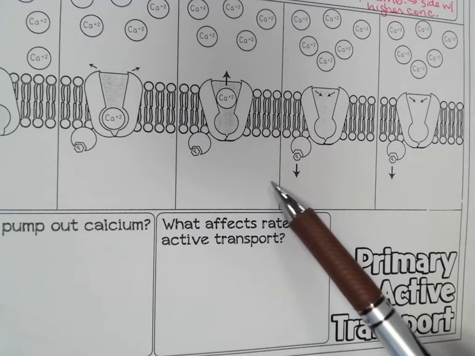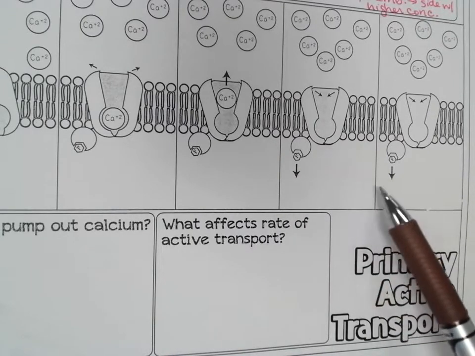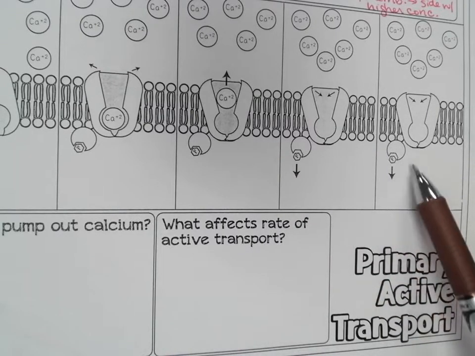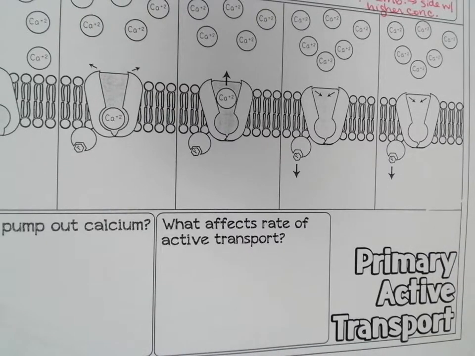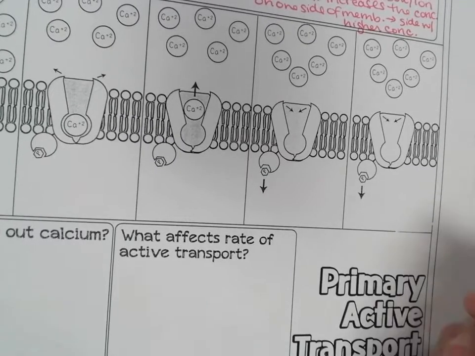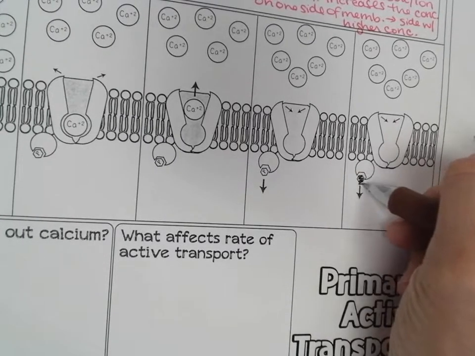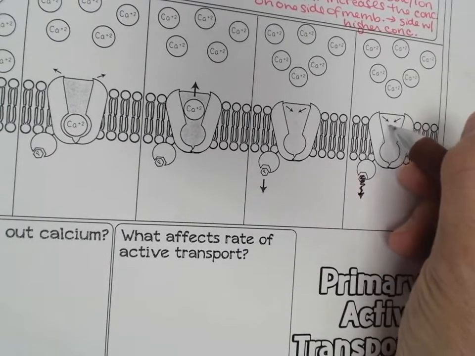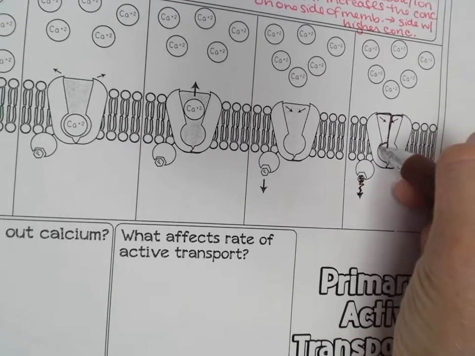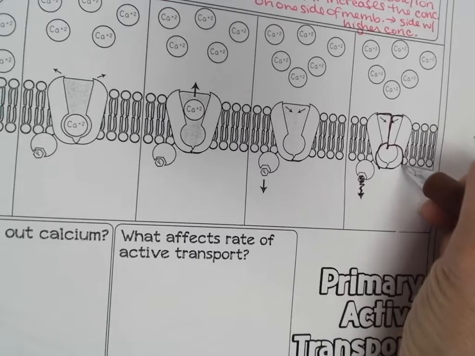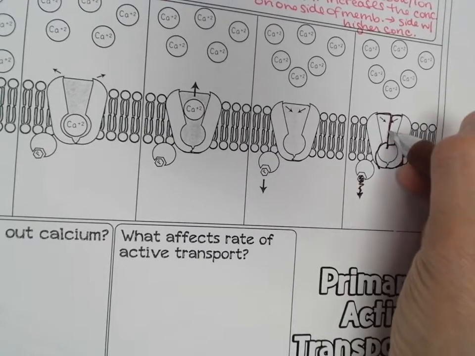Okay? Now the phosphate group pops off, and when it pops off, the protein changes shape back to normal. Why are the last 2 pictures like that? I think it's a mistake. This should just show that it's now open, so you can draw it. Okay.